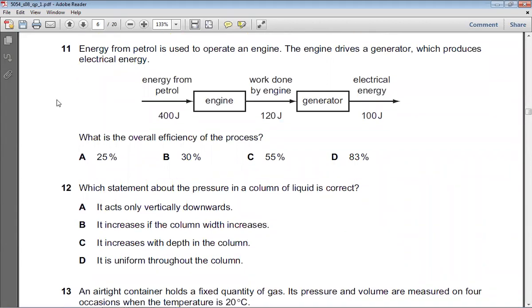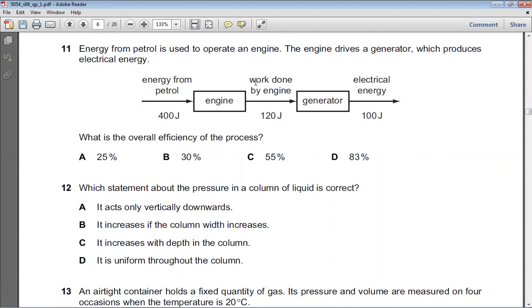Energy from petrol is used to operate an engine. The engine drives a generator, which produces electric energy. So here we have a block diagram. It says that energy from the petrol is 400 joules. It is given to the engine.